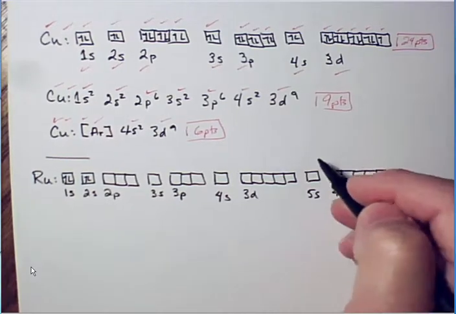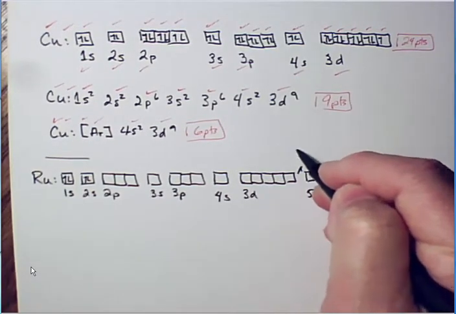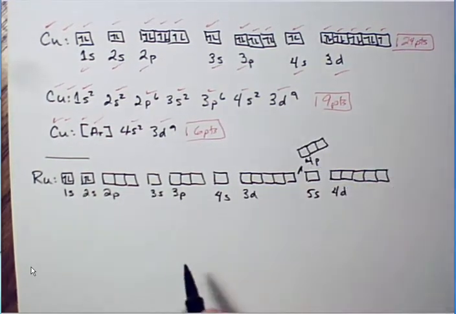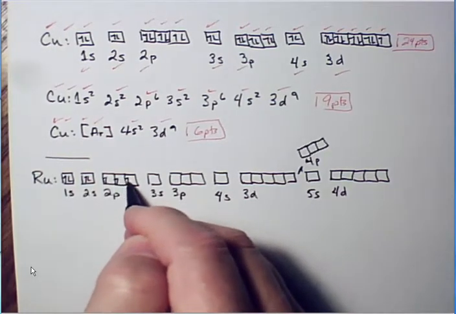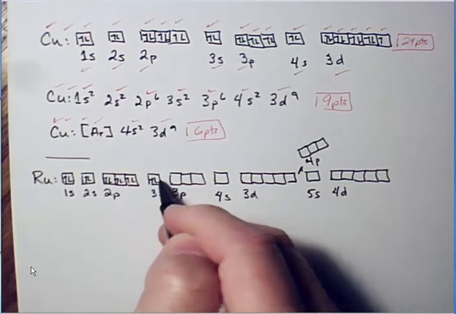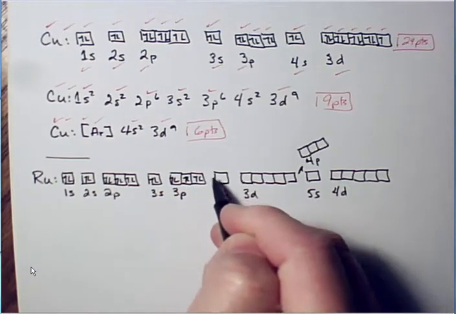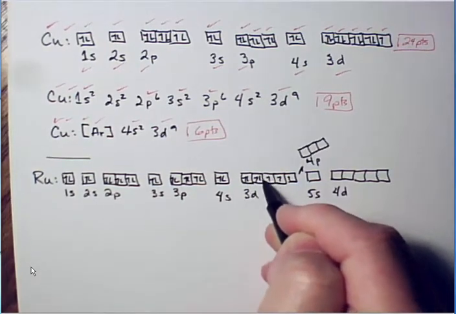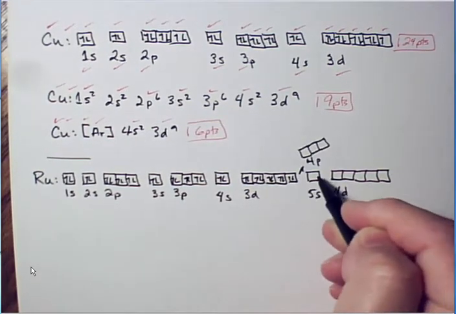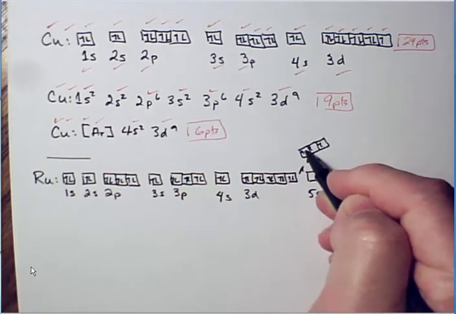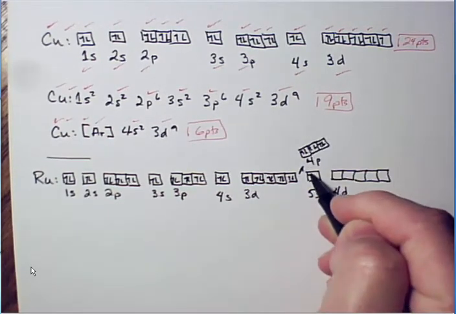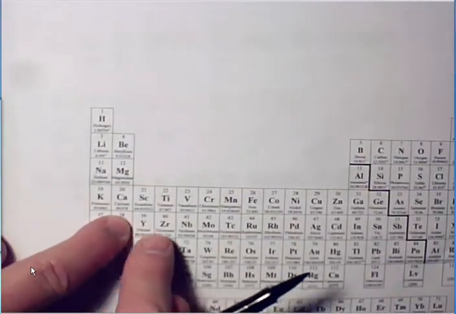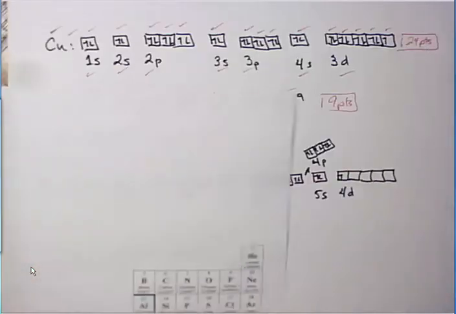Oh, I left out 4P, didn't I? Thank you. Okay. Now let's see. Ruthenium in the D sublevel region is 1, 2, 3, 4, 5, 6. So I need 6 electrons there.